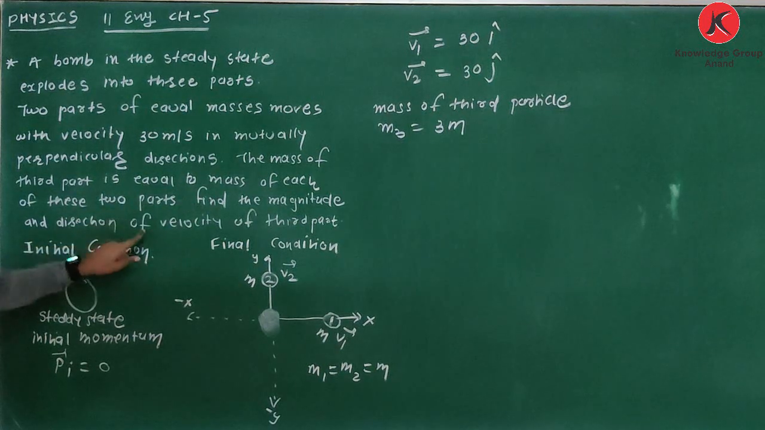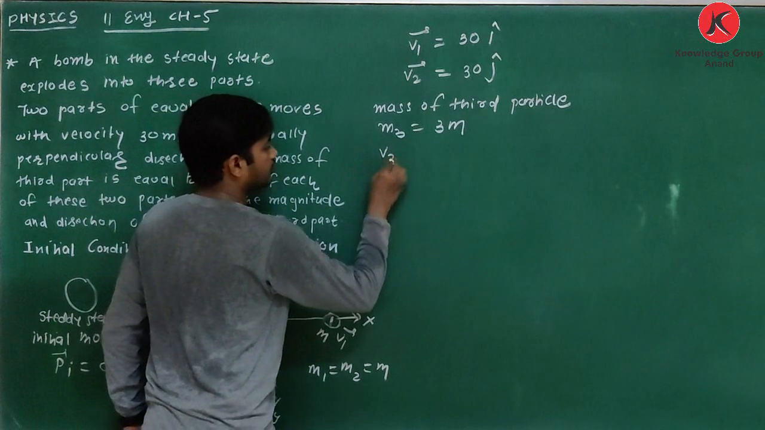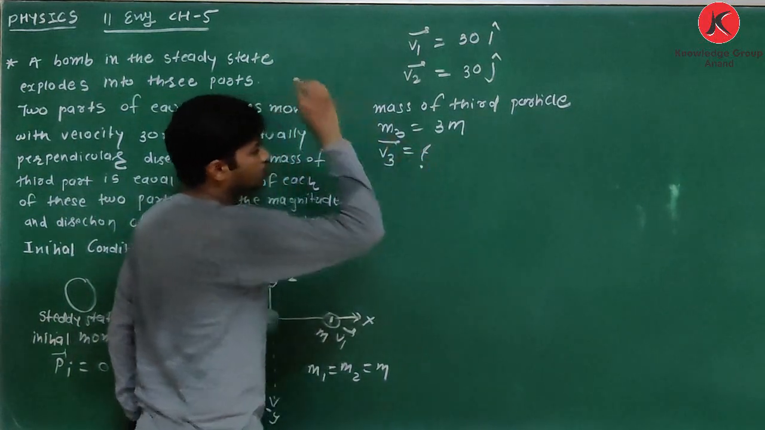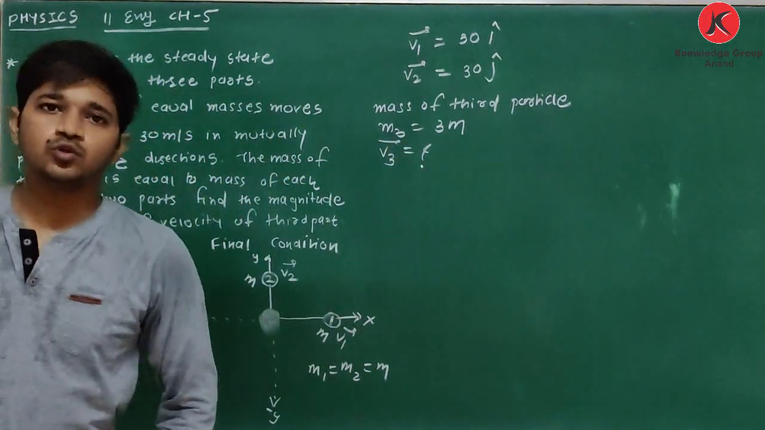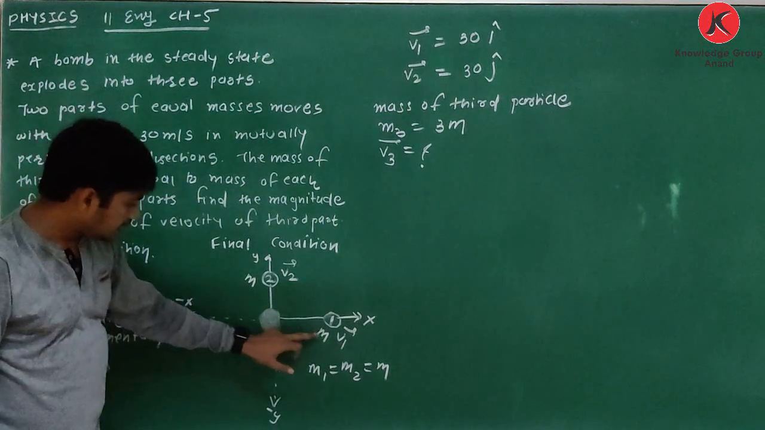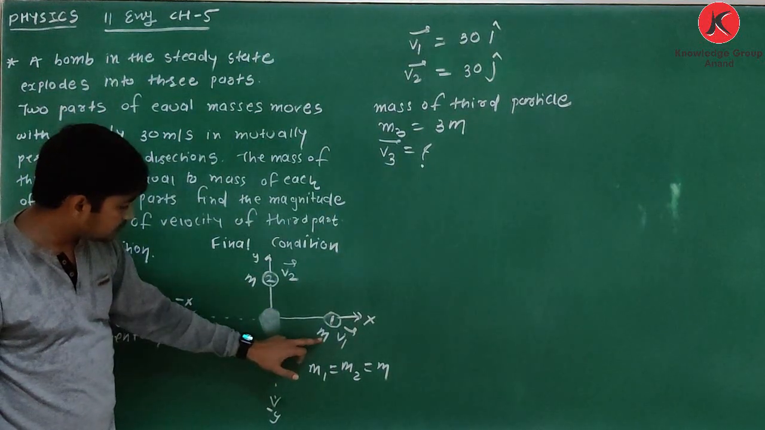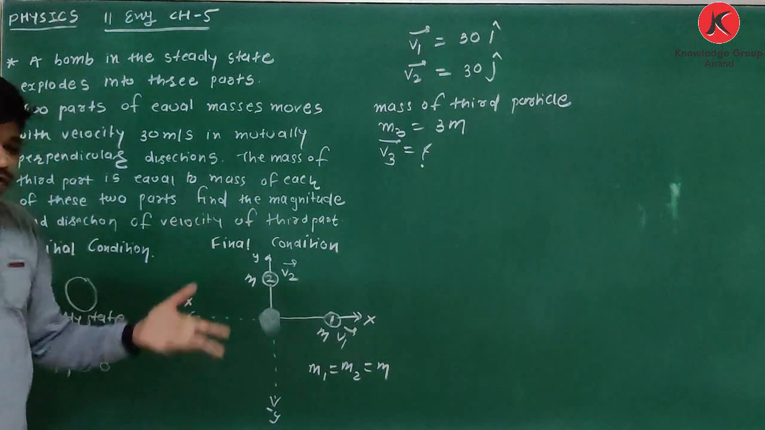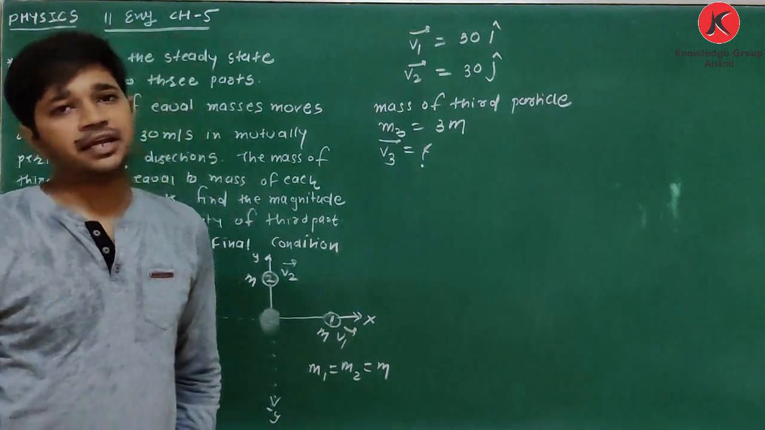Find the magnitude and direction of velocity of the third part. You have to find v3. v3 is equal to what? In which direction? If the bomb explodes in three parts, first part, second part, then the third part is moving with which speed and in which direction?